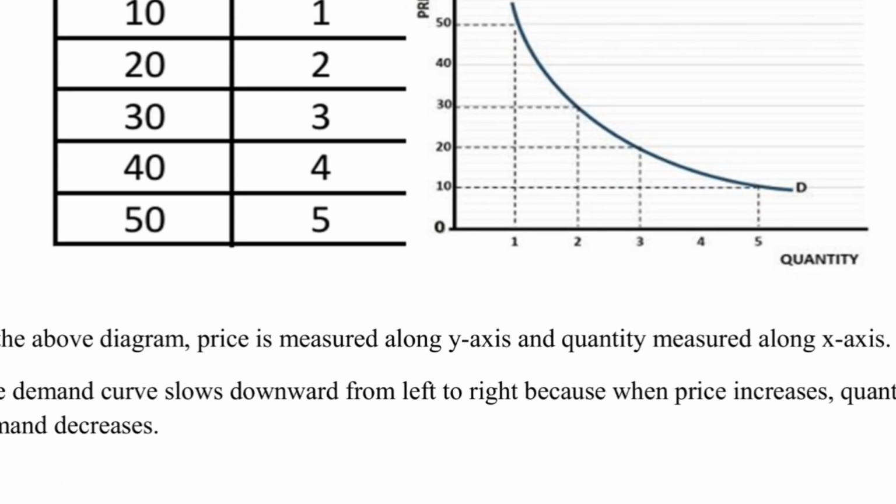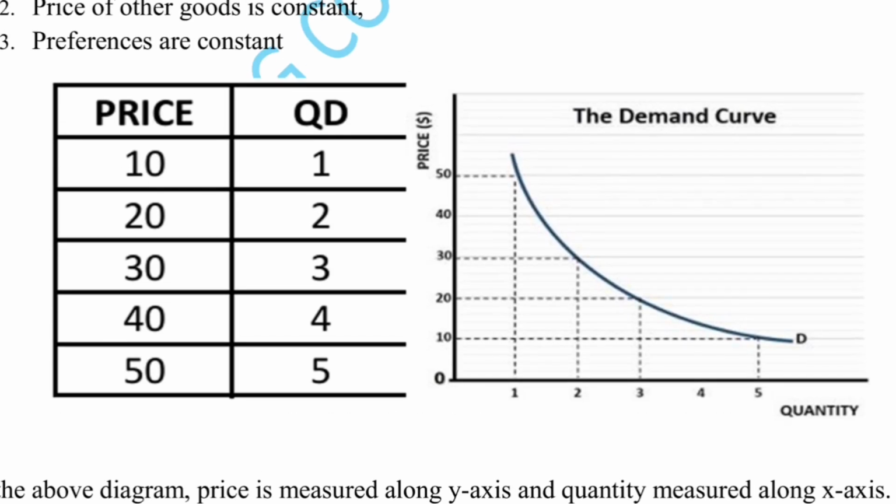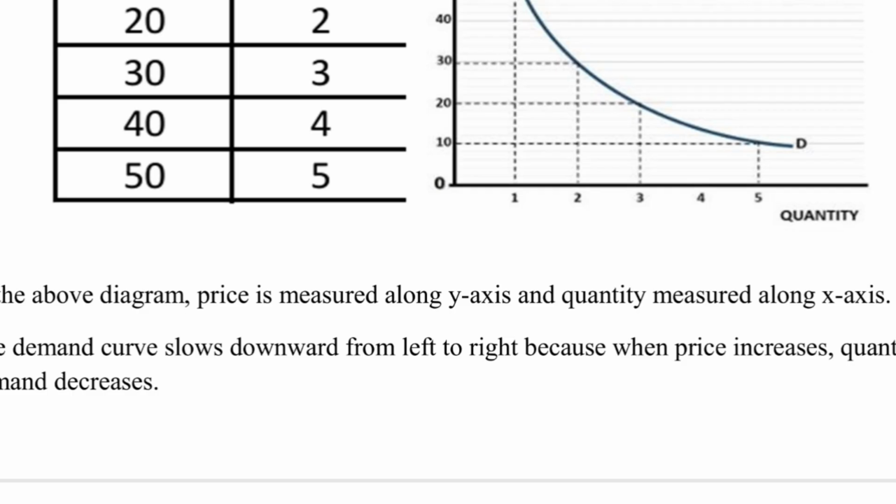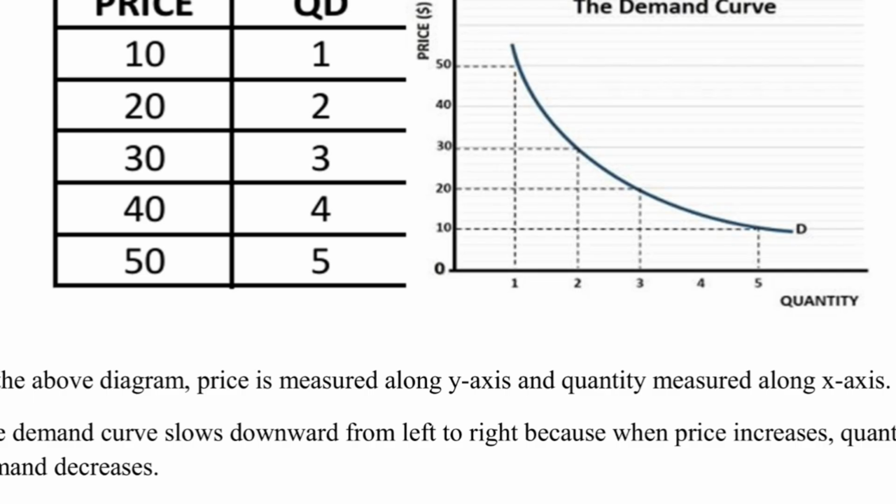Look here, in the above diagram the price is measured along the y-axis and quantity is measured along the x-axis. The demand curve slopes downward from left to right because when the price increases, quantity decreases.